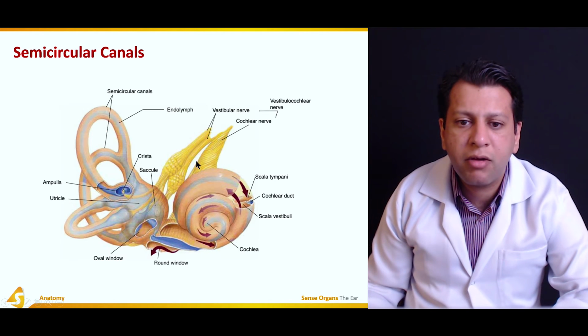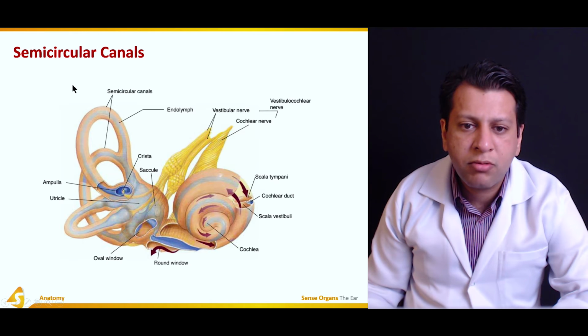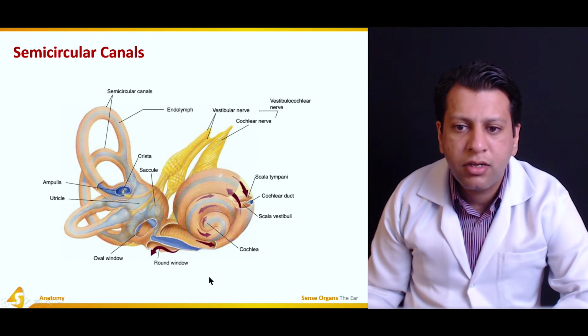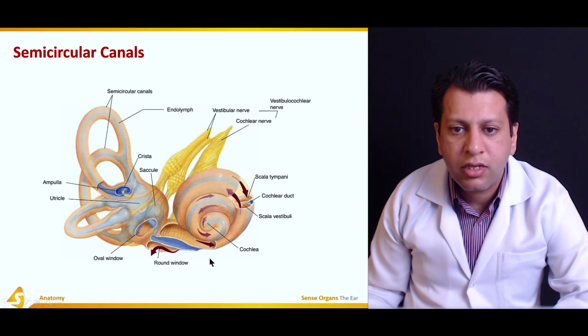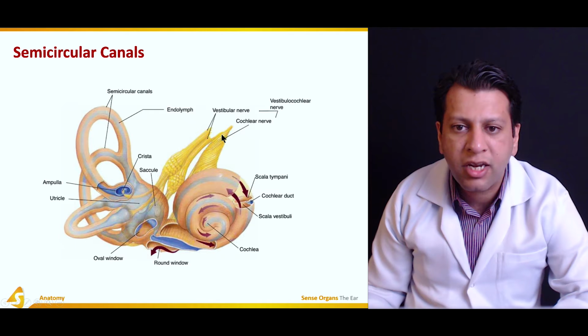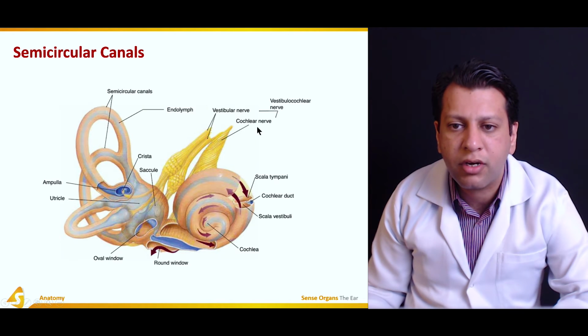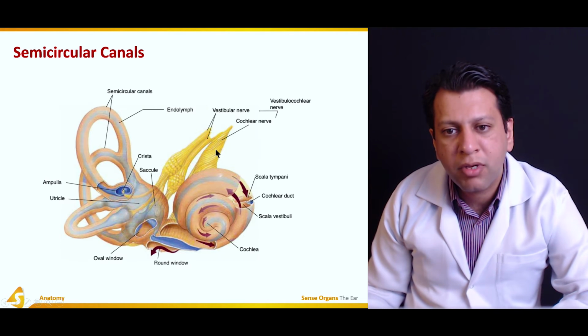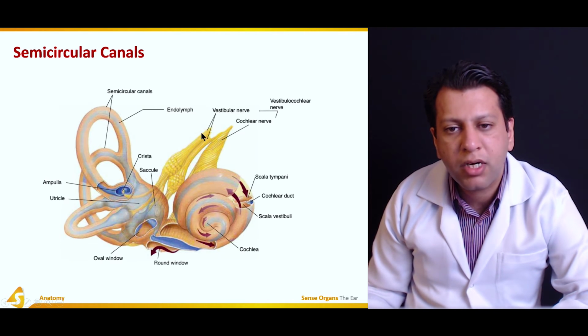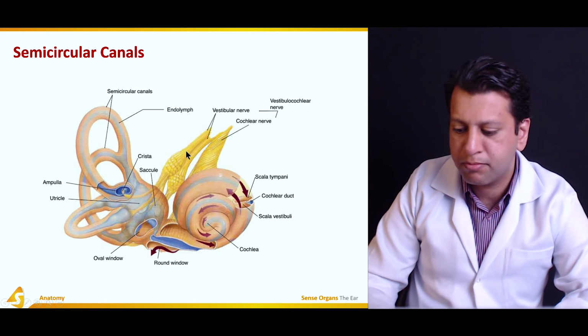As this is the diagram over here, now these are semicircular canals which are concerned with equilibrium. This is the cochlea which is concerned with hearing. As you can appreciate, this is the cochlear nerve and this is the vestibular nerve, which are coming side by side and eventually become the vestibulocochlear nerve. The cochlear part is mainly concerned with hearing, while the vestibular part is mainly concerned with equilibrium.